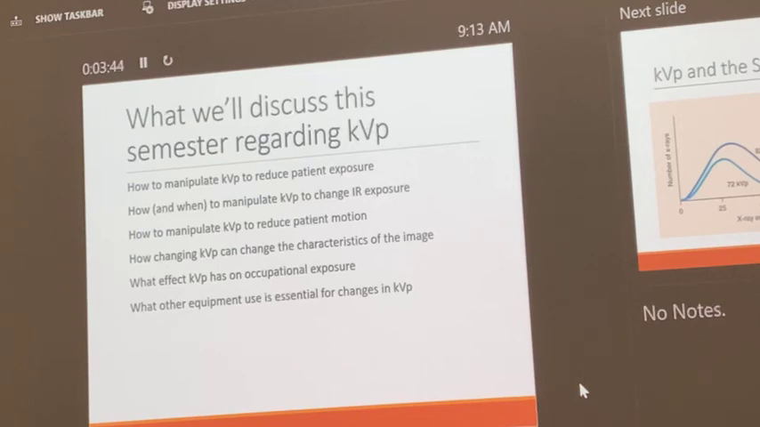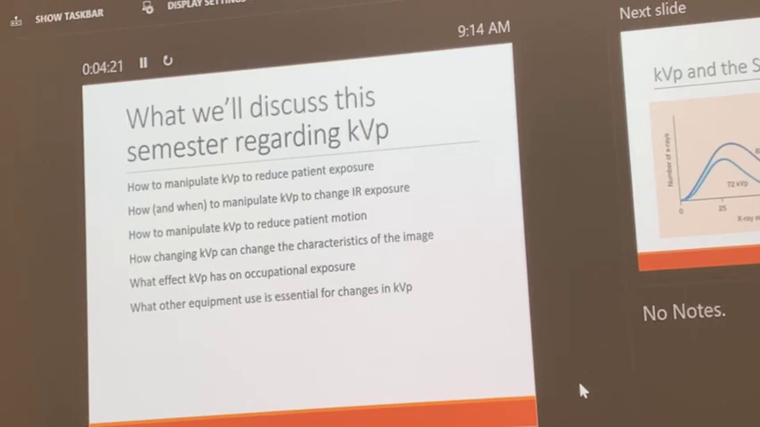How to change kVp to change the characteristics of the image, and what effect kVp has on occupational exposure. That is really what changes your occupational exposure, because where are you receiving your occupational exposure? What kind of photons hit you? Scatter, right? Unless you're standing right in the path of the X-ray beam, you shouldn't be hit by anything except for scatter radiation. So what creates more scatter? High kVp or low kVp? High kVp, right? So that's where you get your occupational exposure.